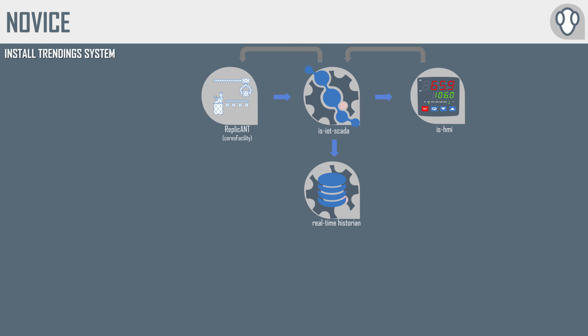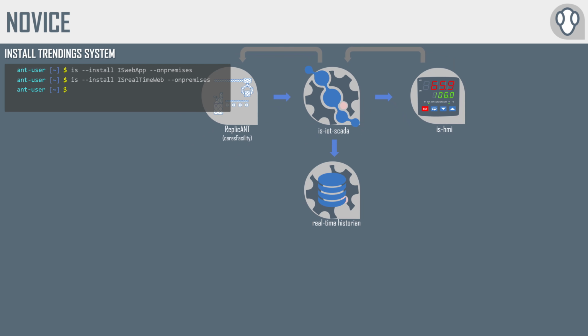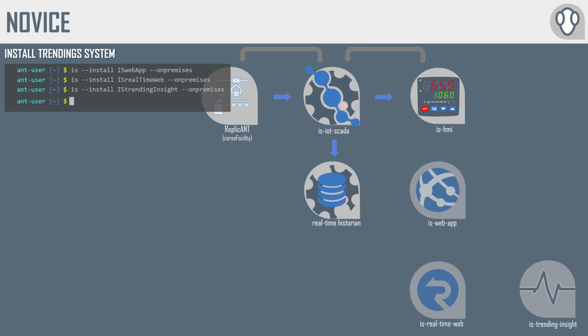We will install the trending system of the Industrial Studio to visualize and analyze the thousands of transactions per second that production is generating. The system will run its own web server if it is installed on-premises. The SignalR module will allow you to visualize the graphics in real time as they arrive from Series.